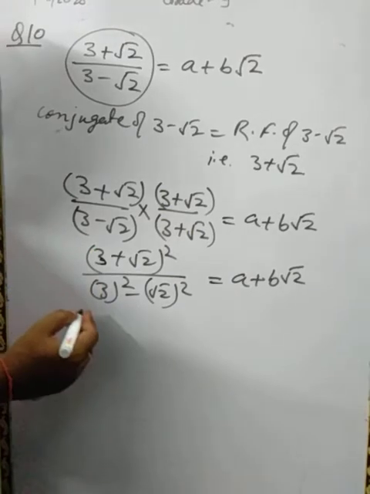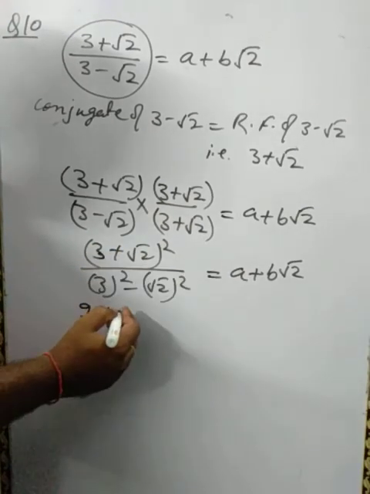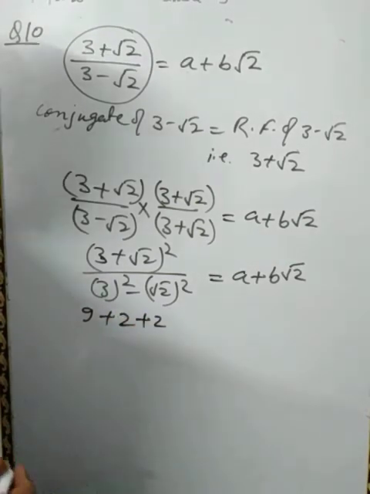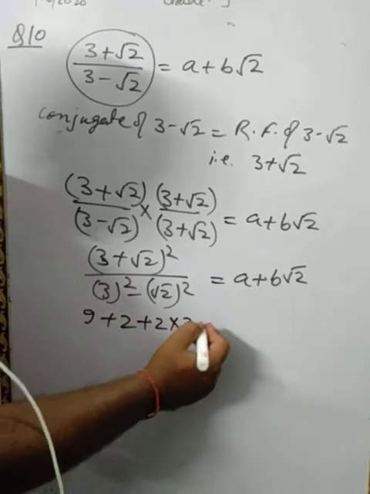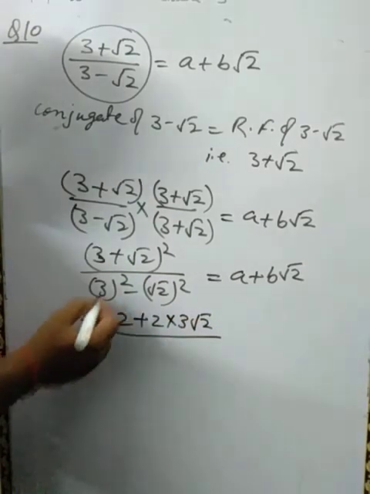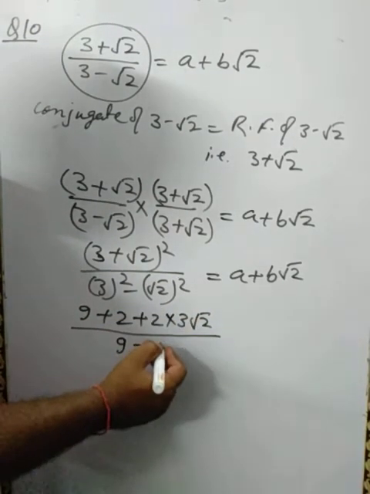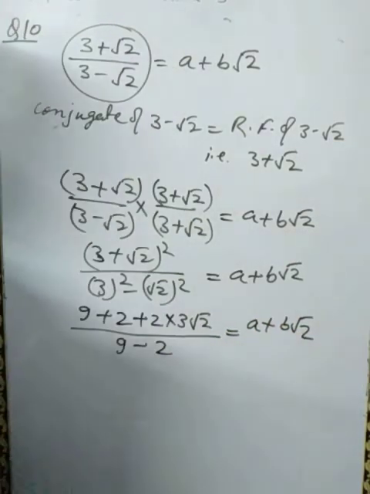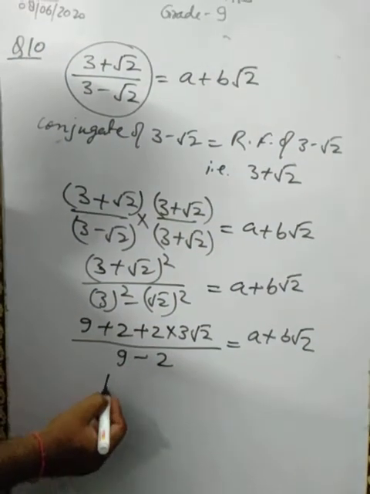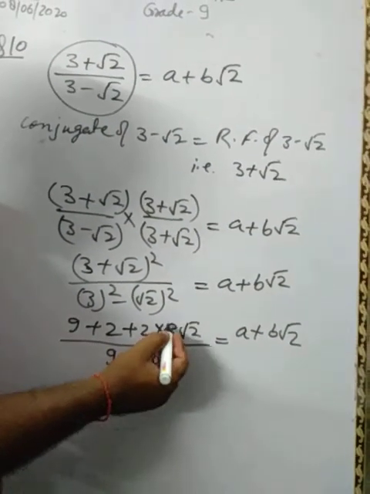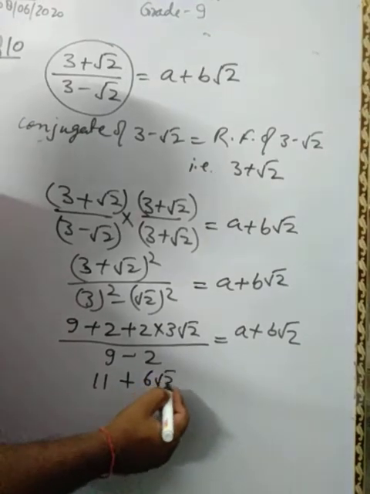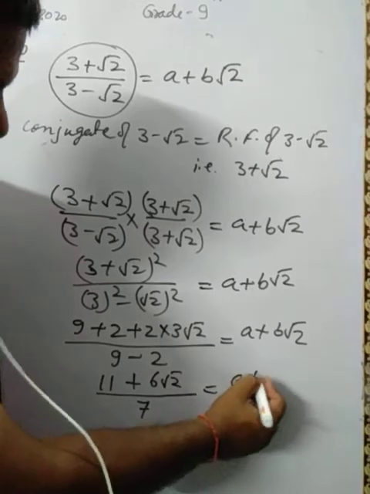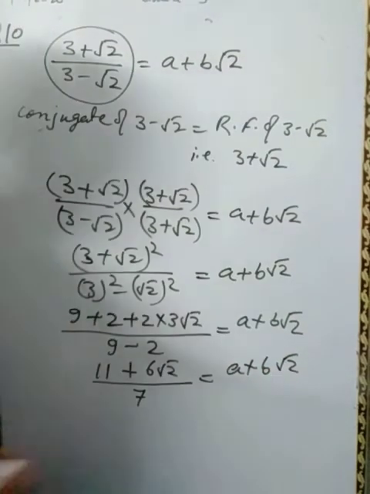So square of the first term is 9, square of the second term, square of root 2, is 2, and then as per the formula, plus 2 into first term into second term. Now square of 3 is 9, square of root 2 is 2, and a plus b root 2. This is 9 plus 2, 11, plus 3 times 2, that is 6 root 2, over 9 minus 2, 7, equals a plus b root 2.